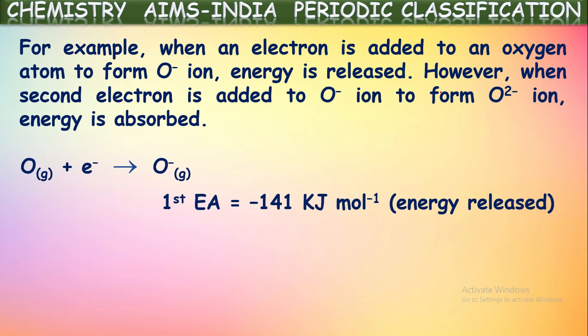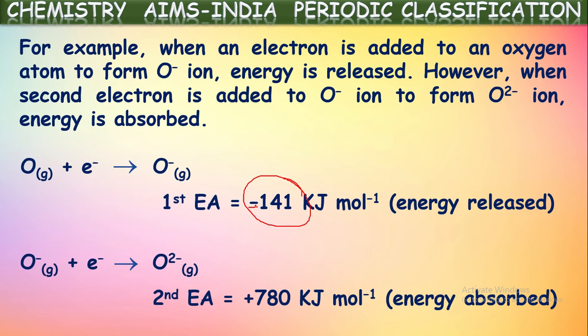For example, if you see the equation, it is shown that oxygen, while gaining the first electron, will release a certain amount of energy. Equationally, it is shown with a negative symbol that represents a release of energy, which means it is an exothermic process. Whereas if you see the addition of a second electron to oxygen, it absorbs an amount of energy, so it is shown with the positive symbol, that is an endothermic process.